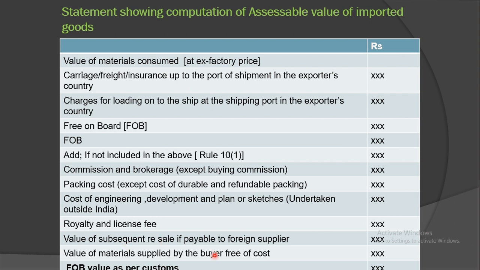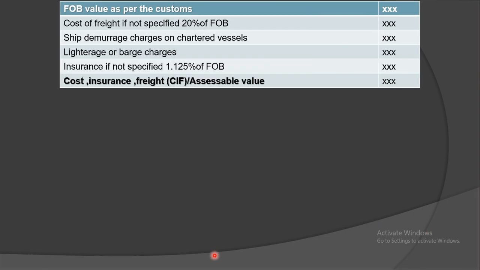Okay. So after reaching the FOB value as per customs, we will add freight charges, ship demurrage charges, lighterage or barge charges, and insurance charges to reach the CIF, cost, insurance and freight value. We will also call it the assessable value. We will discuss how much cost of freight and insurance we need to add in this. There is a separate rule for calculating cost of freight and cost of insurance.